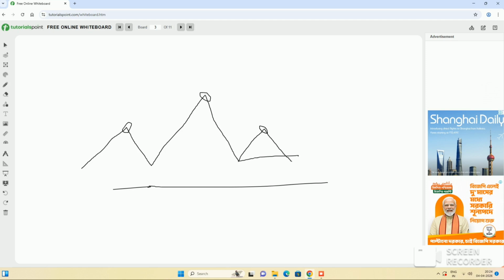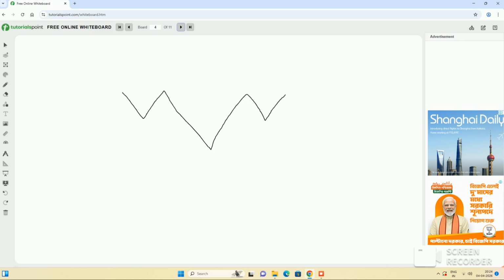So if there is a resistance or a support under the pattern, we need to wait, and if there's nothing, we need to wait for stop loss hunting. This is called a head and shoulders pattern, and that's how we should trade.